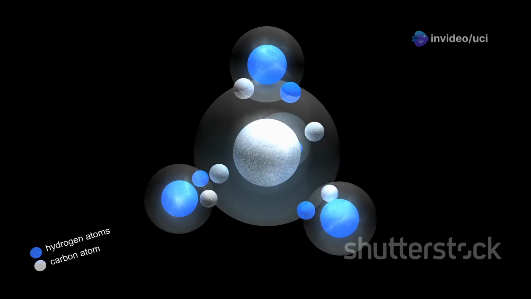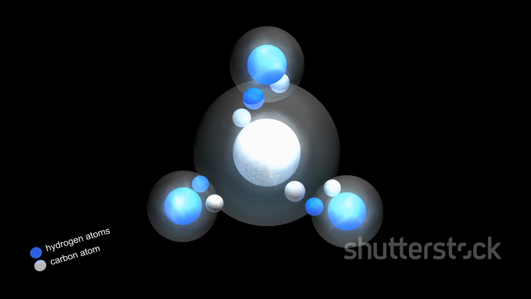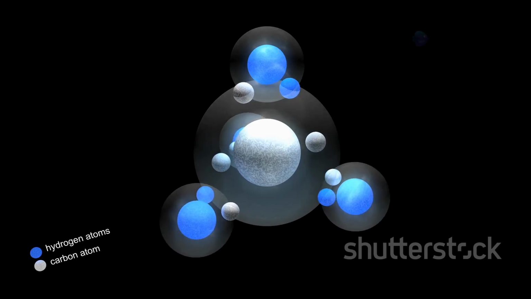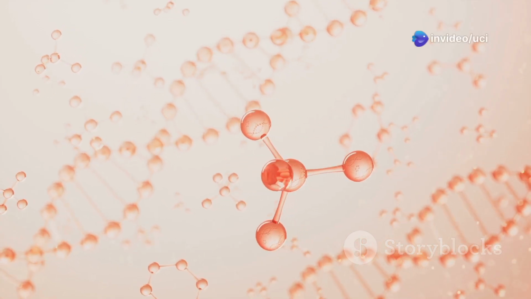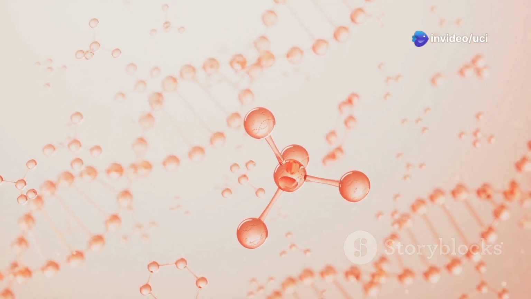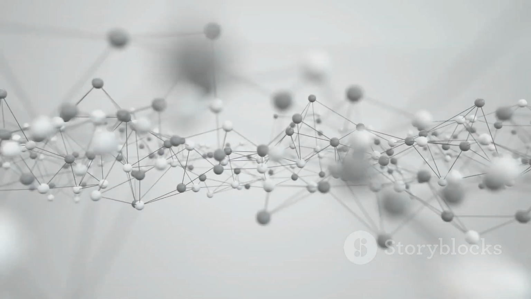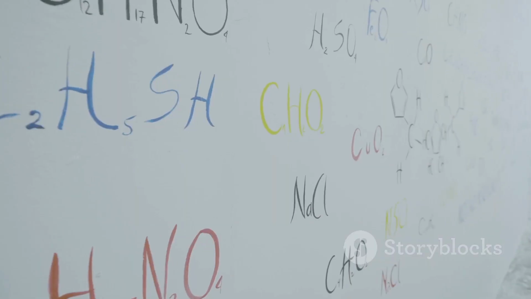This concept helps explain the shapes of molecules like methane, which has a tetrahedral shape because of the sp3 hybridization of its carbon atom. In essence, hybridization is like atoms getting creative with their orbitals to form the strongest possible bonds. It's a fascinating example of how atoms adapt and optimize themselves to create the incredible diversity of molecules we see in the world.